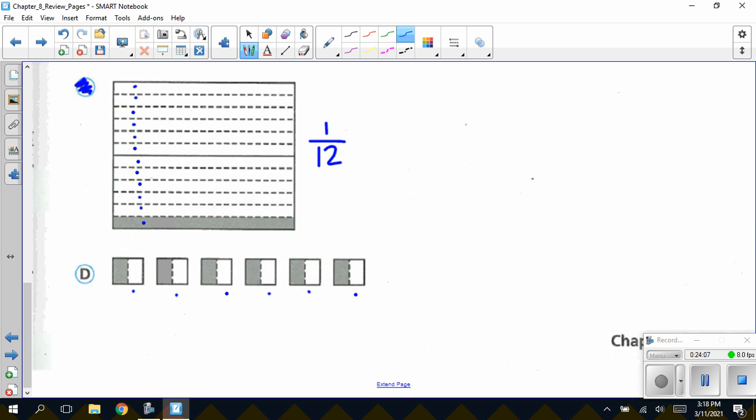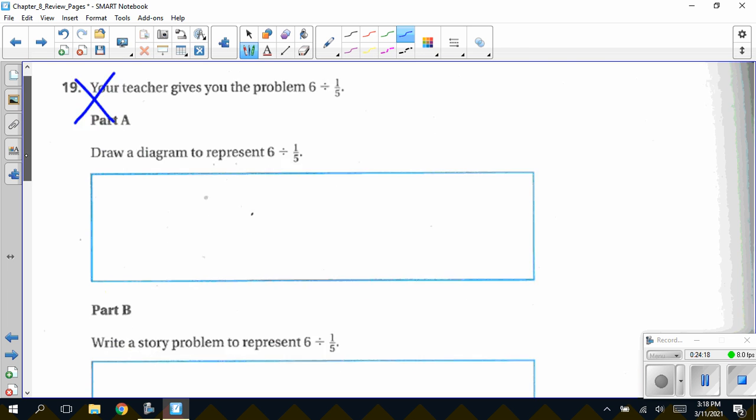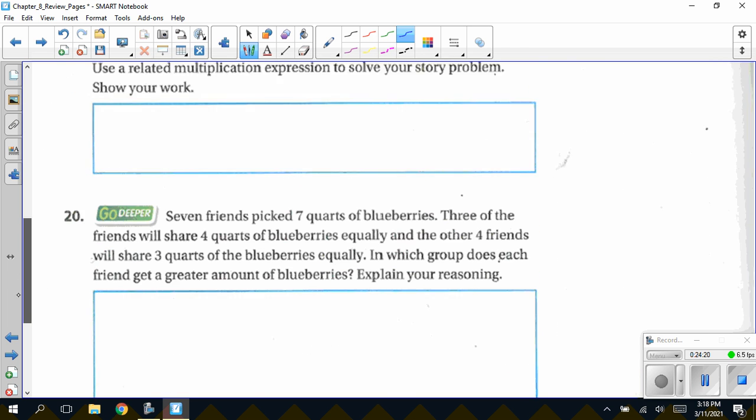Finally, we are going to move on to page 523. I am going to cross off question number 19. Moving on to question number 20.